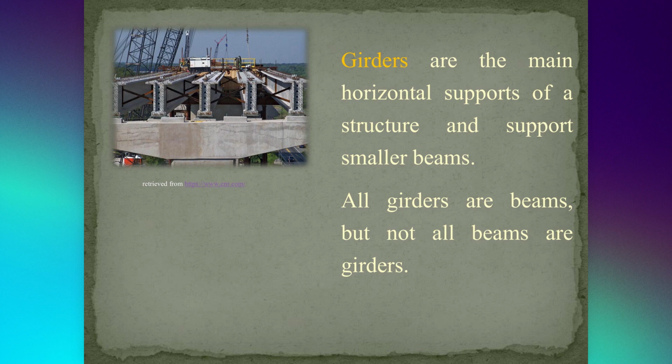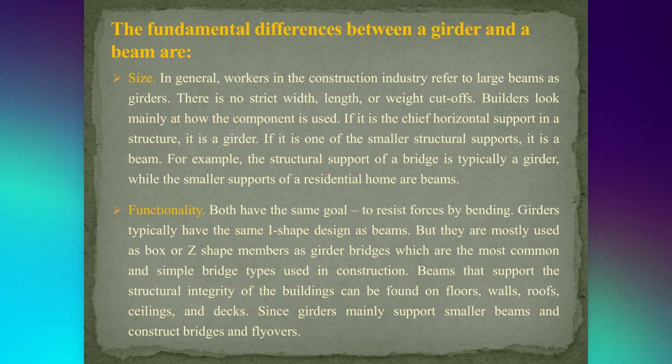Girders are the main horizontal supports of a structure and support smaller beams. All girders are beams, but not all beams are girders. The fundamental difference between a girder and a beam is size. In general, workers in the construction industry refer to large beams as girders. There is no strict width, length, or weight cutoff. Builders look mainly at how the component is used. If it is the chief horizontal support in a structure, it is a girder. If it is one of the smaller structural supports, it is a beam.